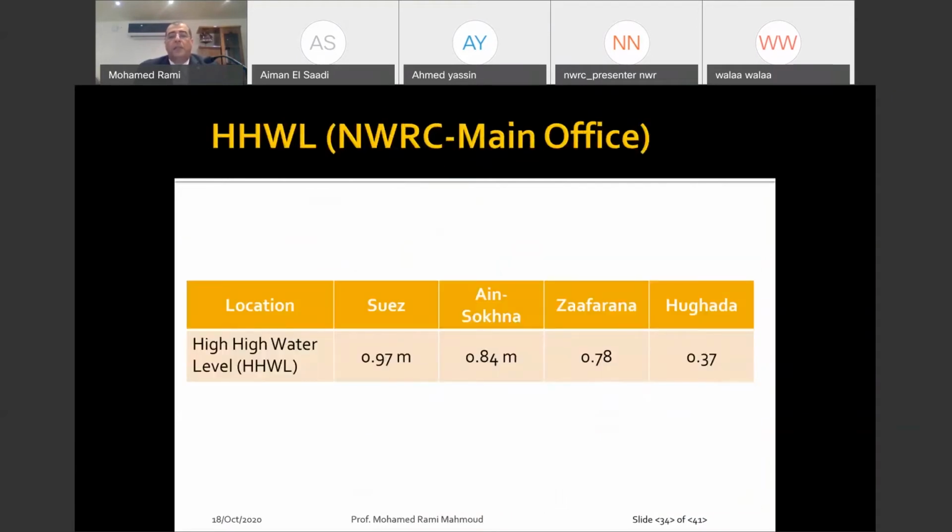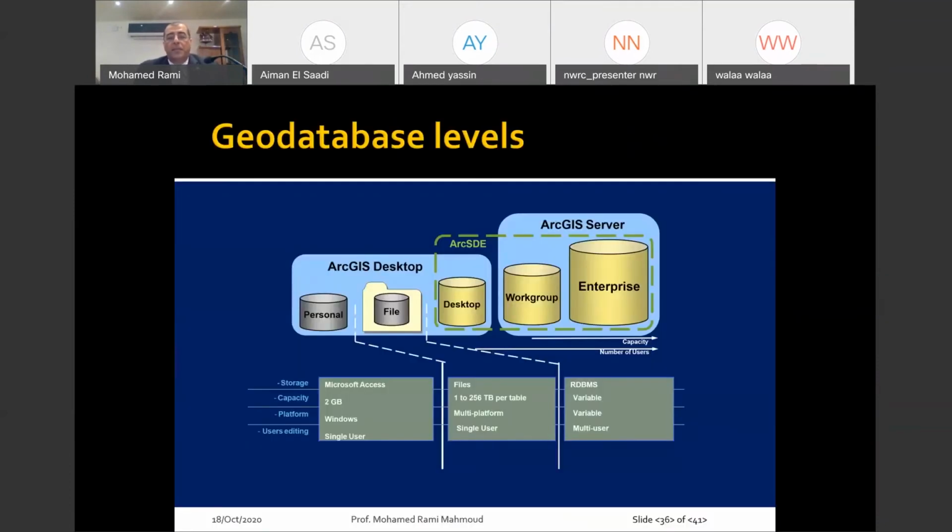The high water level has been generated by the NWRC main sector, created by the Hydrology Research Institute and Dr. Khaled, the president. The geodatabase was selected as a file database since it's multi-platform. It can also reach 256 terabytes per table, which is not available for the personal and also for the enterprise. The authority was not ready for this at that time.